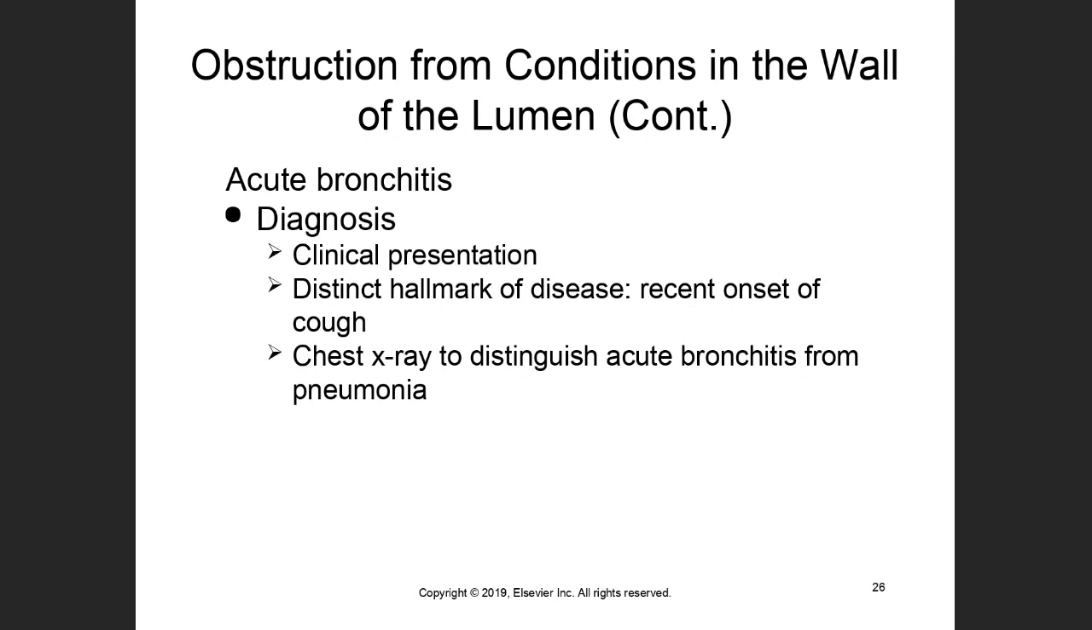Okay, the difference is easy because the presentation most of the time is similar. The patient is going to have cough, shortness of breath, fever. And then when you do the X-ray, it's normal. Acute bronchitis, normal chest X-ray. Pneumonia, you see infiltration in the X-ray. Okay, that's the main difference.